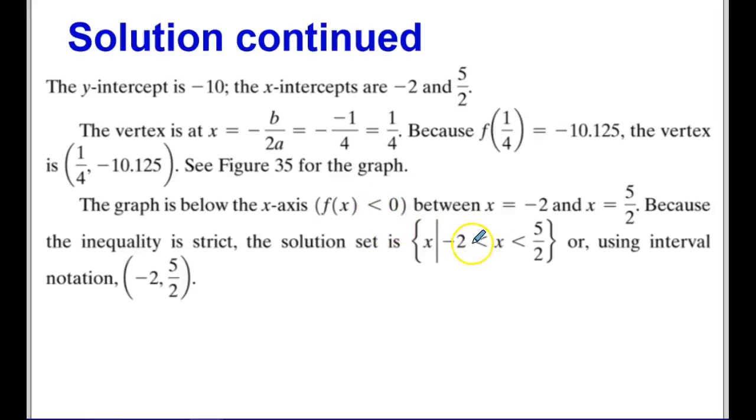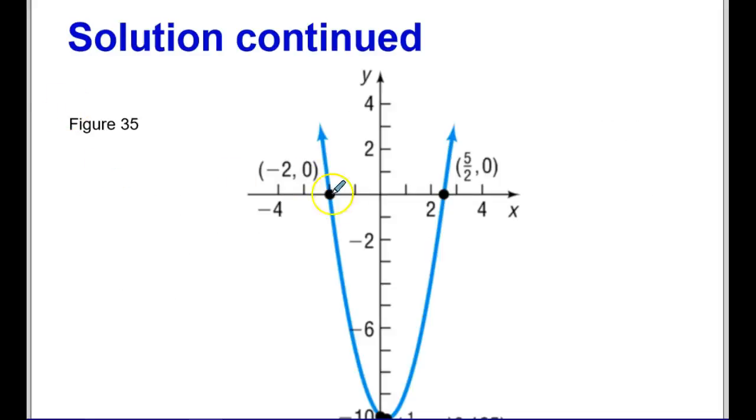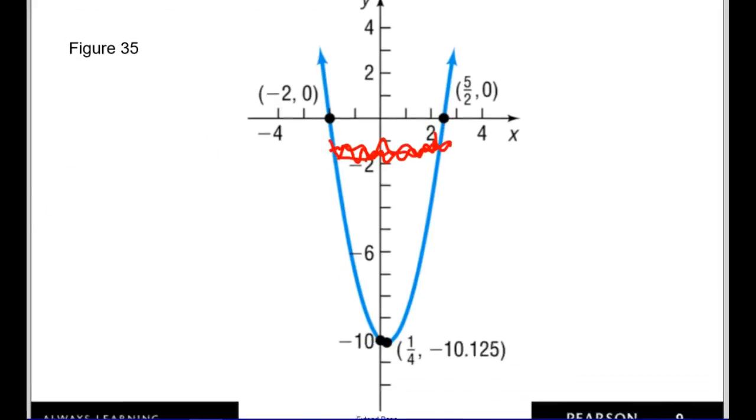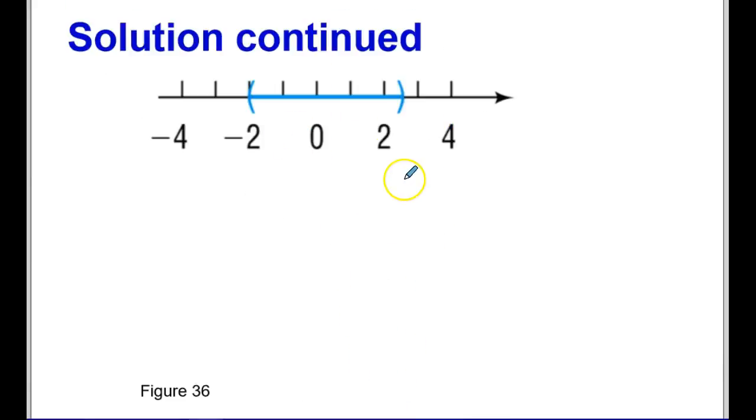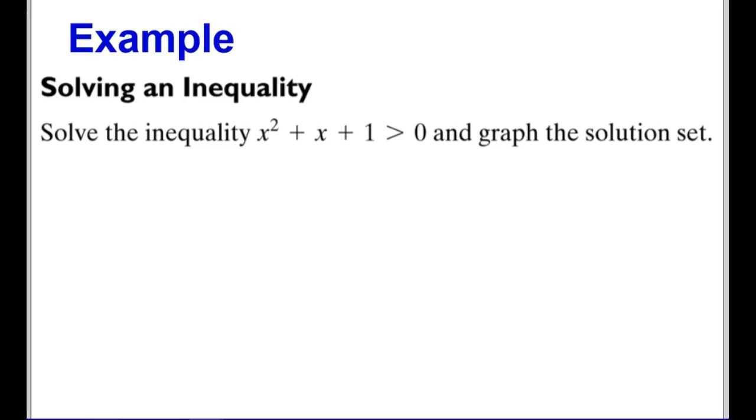So I can write it with just a less than here, or I can again use my interval notation with the parentheses instead of the brackets, right? And again, we know it's less than, so I'm looking for everything below the x-axis. So we're below the x-axis between these two points. So then again, I can use my number line to show this as well. Since we're not including those points, I go ahead and use the parenthesis instead of a bracket.